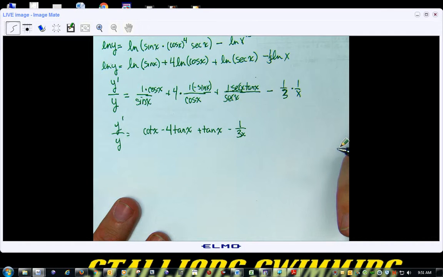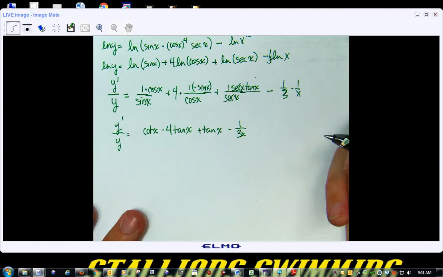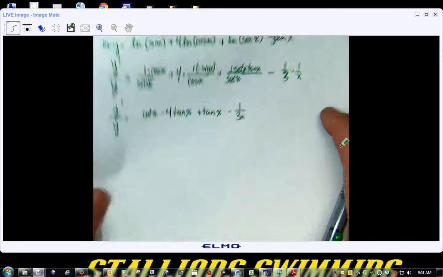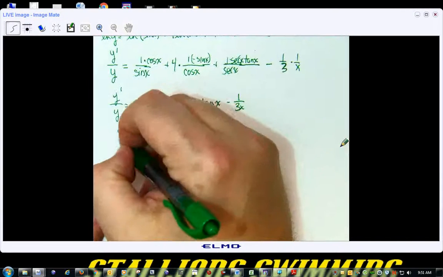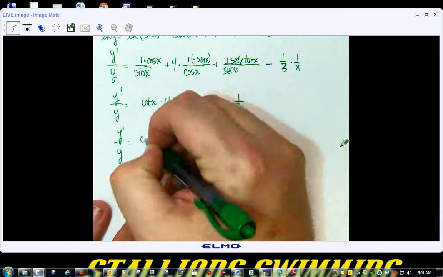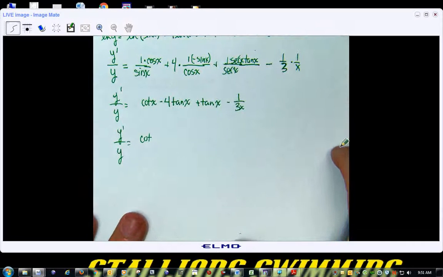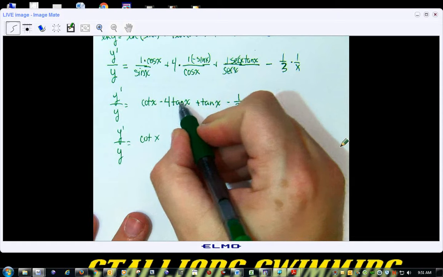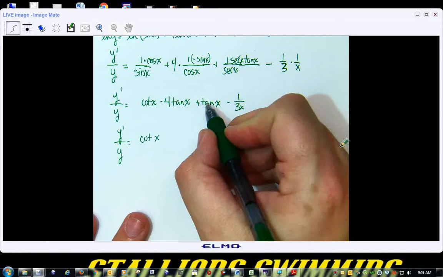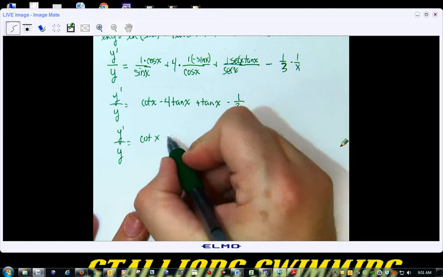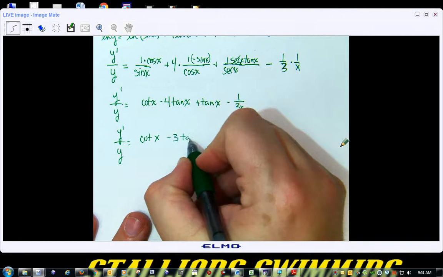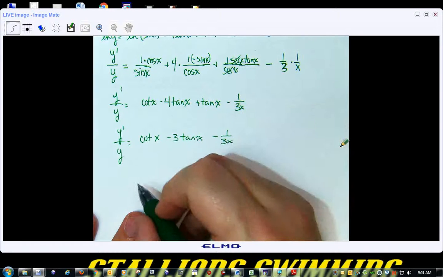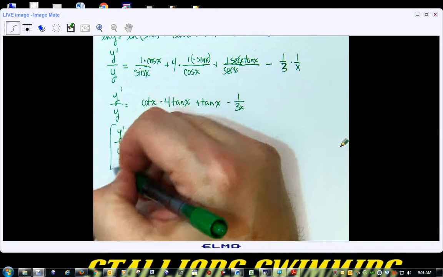I'm not going to do everything at once. That was just the first step. So yeah. Alright, cotangent x. Negative 4 tangents of x. I got one more tangent of x. So 1 minus 4 is, so I have minus 3 times the tangent of x. Minus 1 over 3x. And now I'm going to take this, multiply it by y.